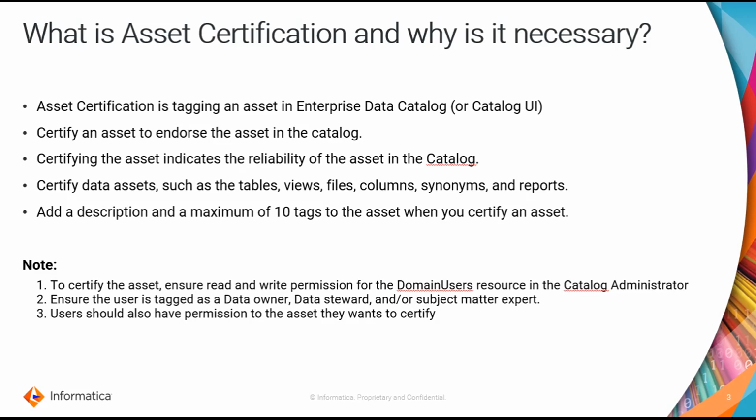Now, for example, the data owner of the asset called ticket sales details finds out that there are multiple assets with the same name as ticket sales details in the catalog. The data owner wants to ensure that the right asset is endorsed to the users, as a duplicate asset does not contain the latest information. To highlight the right asset in the search results of the catalog, the data owner certifies the asset by adding a description and tag so that you can easily search for the asset and the asset is quickly available in the catalog search results.